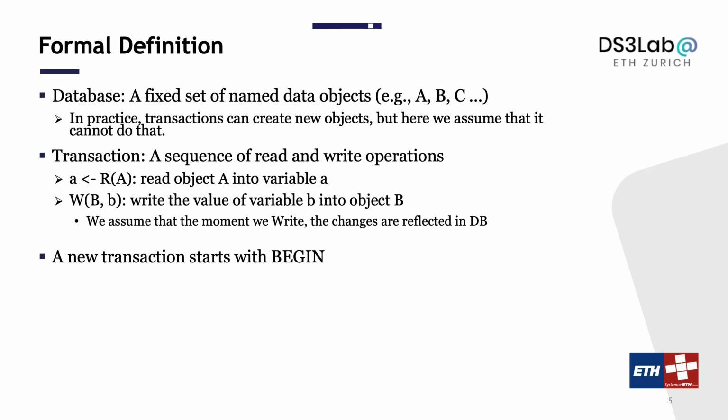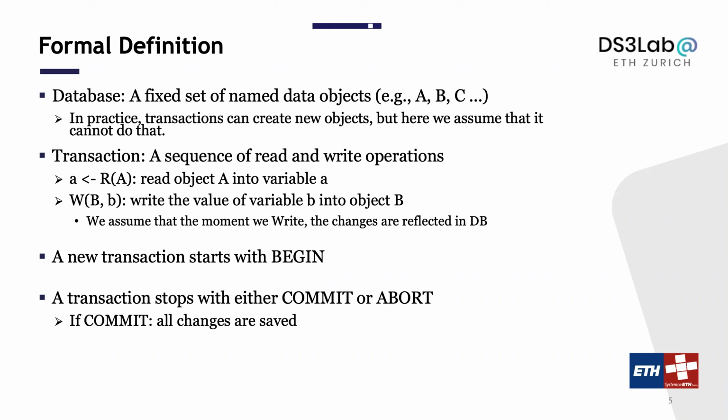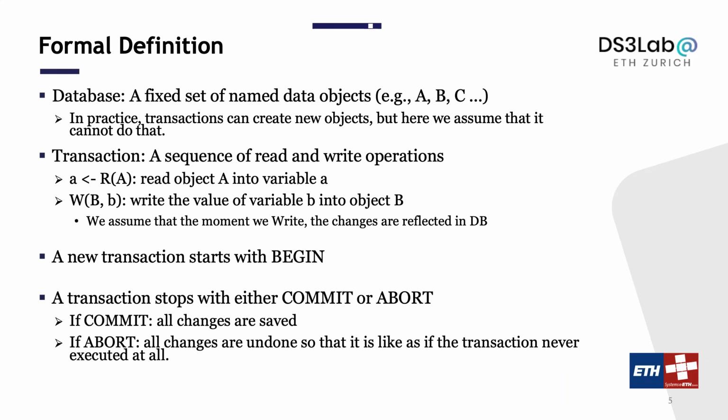So a new transaction starts with a special keyword called begin. And then you have a whole bunch of the sequence of read and write operations. And then you stop with two possibilities. Either you commit, which means that you want all the changes of the transaction to be reflected in your database. You say, okay, so I run this, I want all the changes to be in the database.